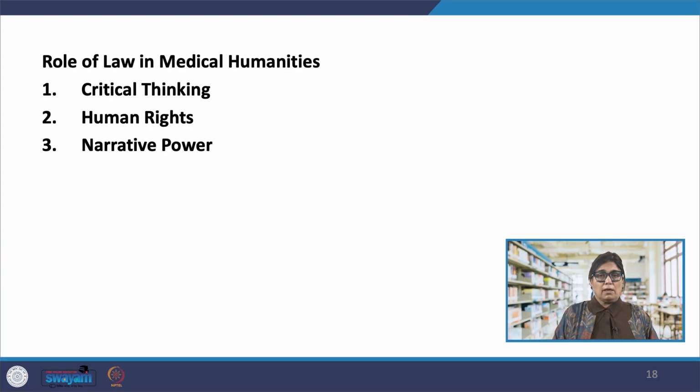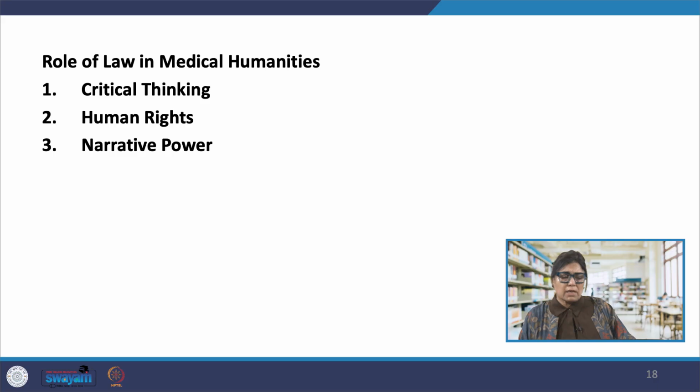Unlike the descriptive nature of medicine, law is prescriptive, laying down norms for how society ought to function. Within the humanities, it provides a lens for critical thinking, analyzing medical data not as fixed facts, but as information shaped by fallible human beings and evolving policies. Secondly, it also establishes human rights, shifting from a consumer-provider model to one focused on the dignity and citizenship of the patient. And thirdly, narrative power, using personal stories such as those of assisted dying to influence and shape future legislation.